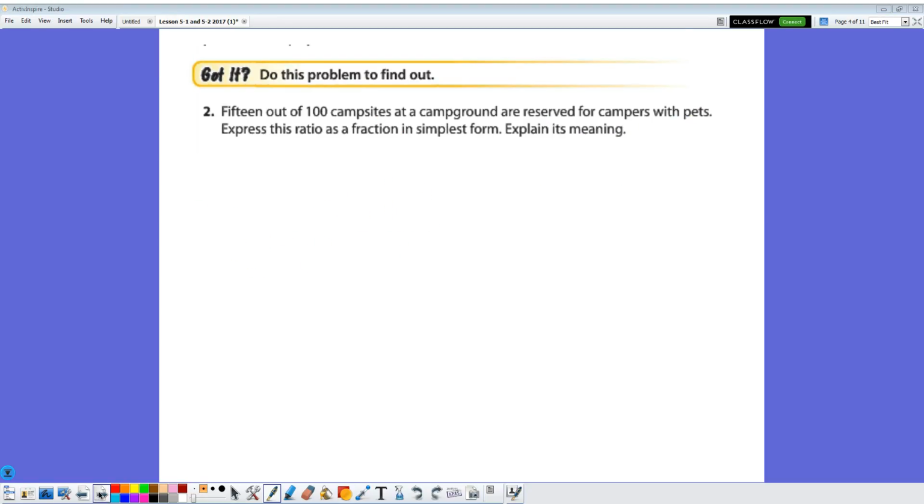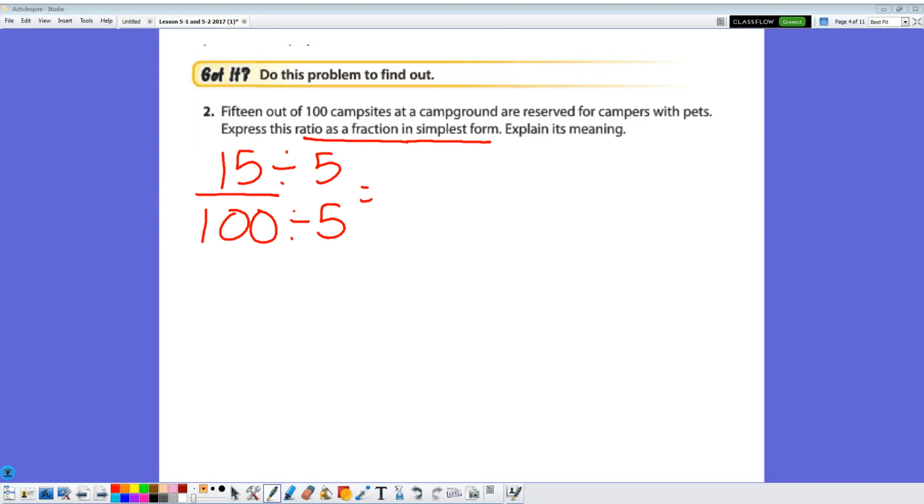Okay. 2. 15 out of 100 campsites at a campground are reserved for campers with pets. Express this ratio as a fraction in simplest form. So 15 over 100, and the greatest common factor in this case would be 5. So I get 3 out of 20. Now I've got to do part 2, though. It says explain its meaning. So it just means that for every 20 campsites there are, 3 of them are for campers with pets.